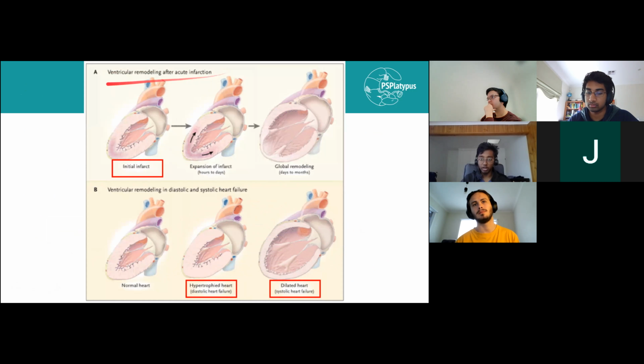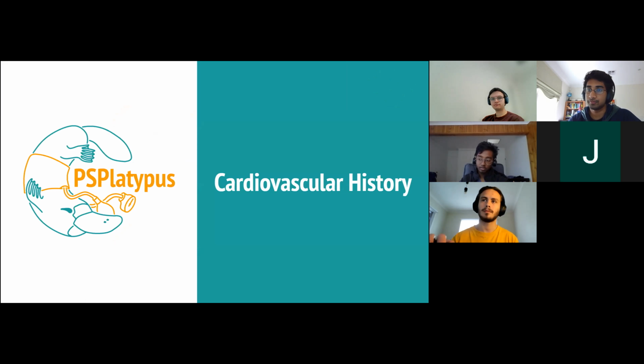And when you think about an AMI or just an acute infarction in the heart, it looks kind of like the dilated heart, where there's an initial infarct, and remodeling replaces it with fibrous tissue, which leads to reduced contractility, and obviously you can see how an AMI can lead to heart failure later on. And that's it for me.